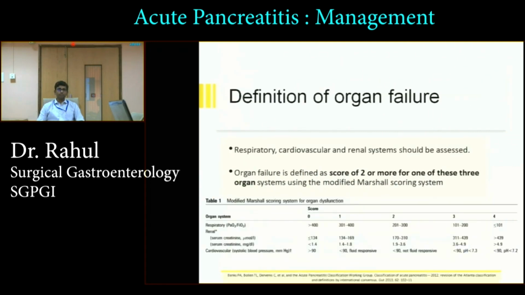Next, please. So how do we define organ failure? As I was always telling, the organ failure decides the severity of pancreatitis.